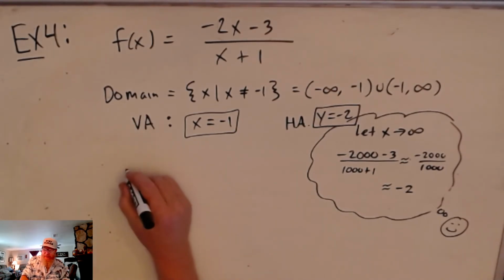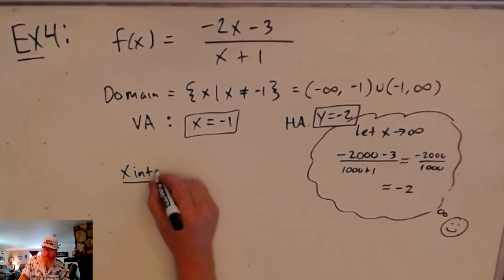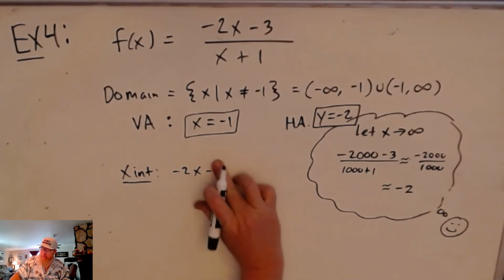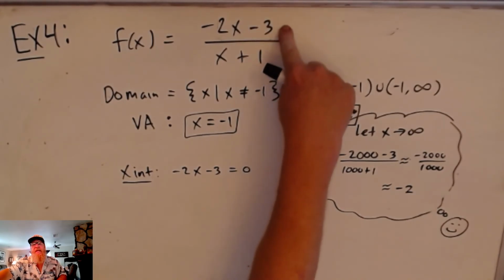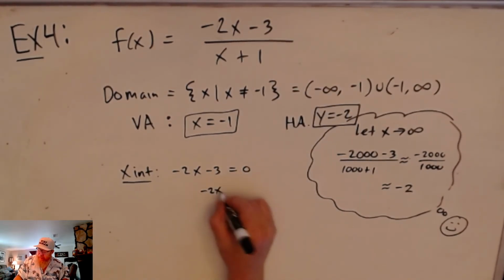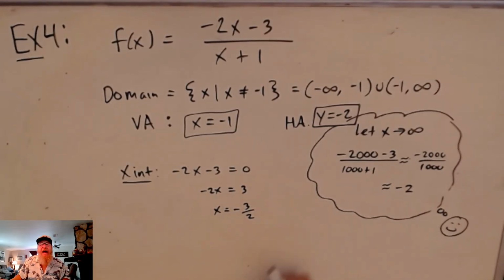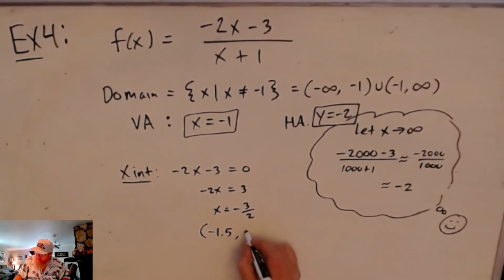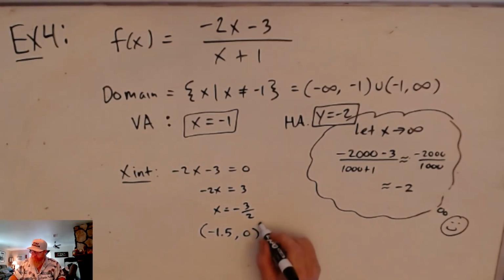And then the x-intercept. Set the numerator equal to 0. I know last time I did the y-intercept first, but this time I'm doing the x. Set the numerator, that's your p of x, equal to 0, and solve it. And you're going to get -3/2, which is a terminating decimal. So if you want to type it as -1.5, you can because it terminates. Or you can leave it as a fraction.